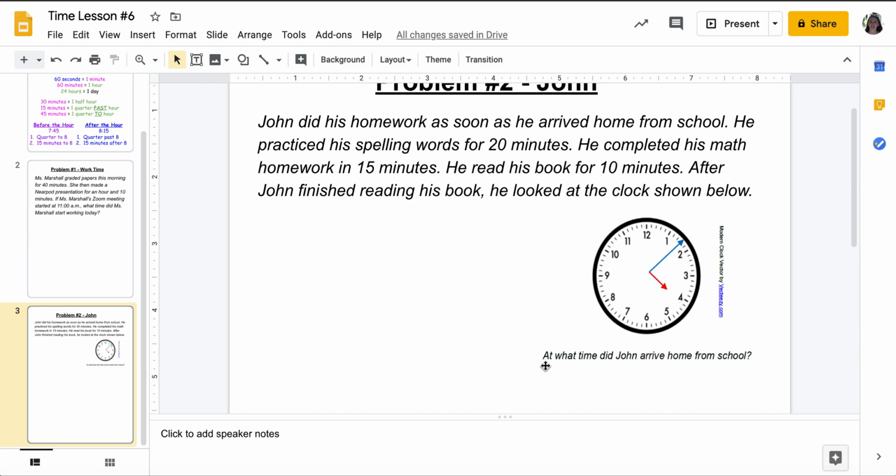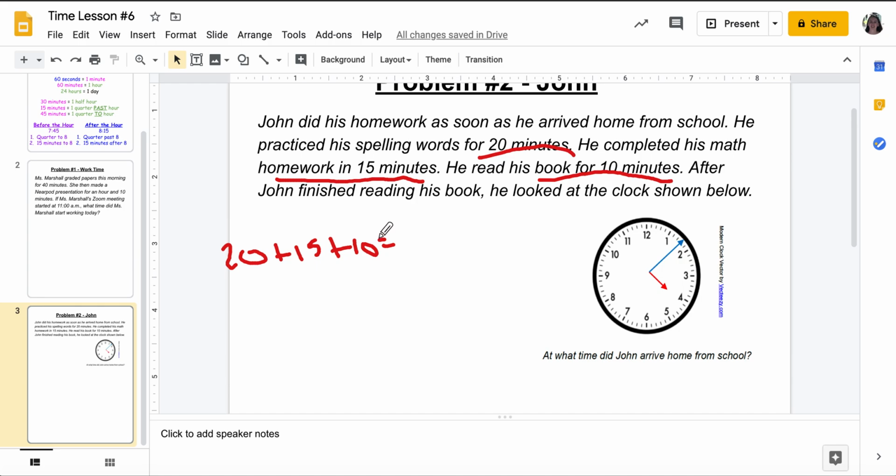Alright, so let's first dive right back into this. Let's first figure out how much time John spent completing his homework. He did spelling words for 20 minutes, his math homework for 15 minutes, and read his book for 10 minutes. So how much total time did he spend on his homework? Well, if I add 20 plus 15 plus 10, what do I get?